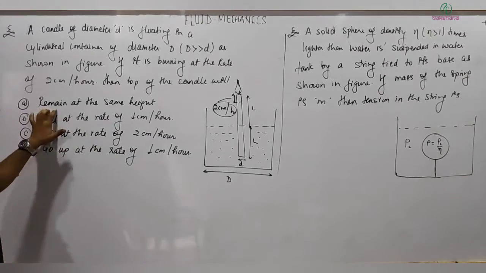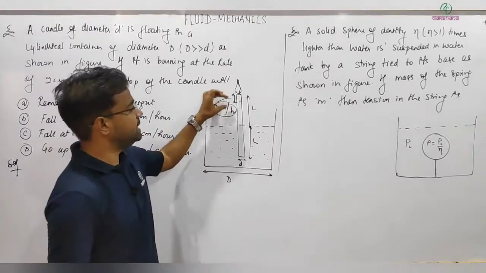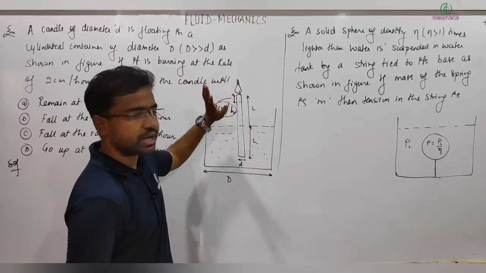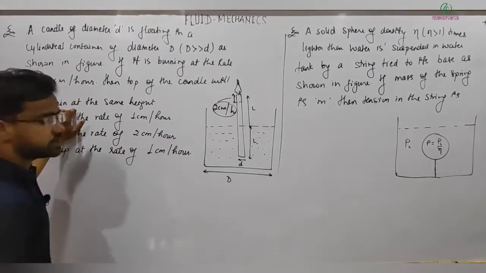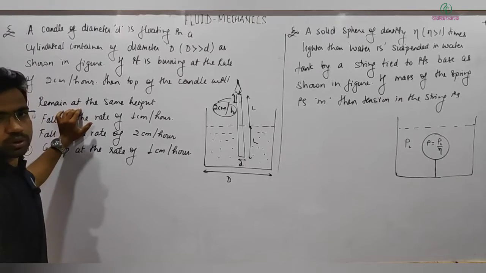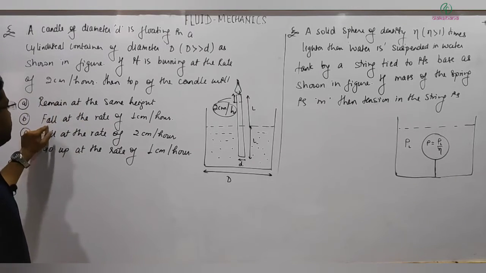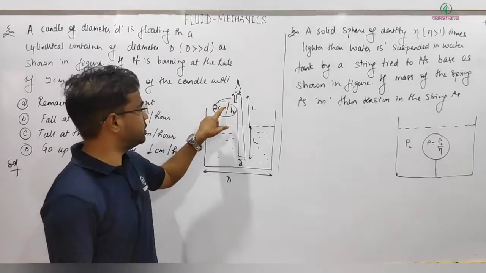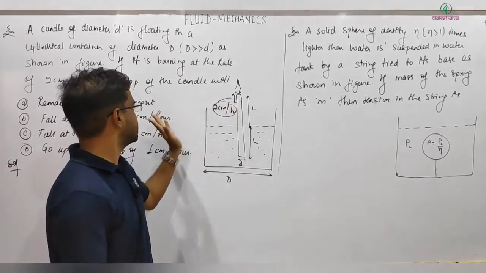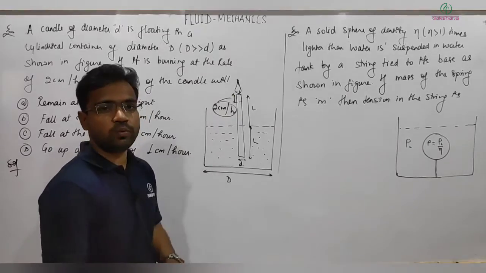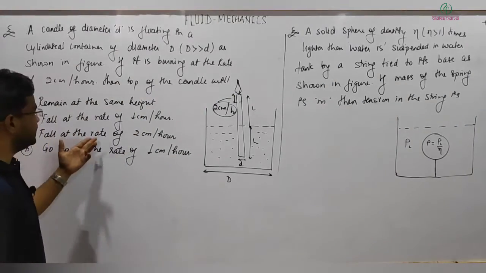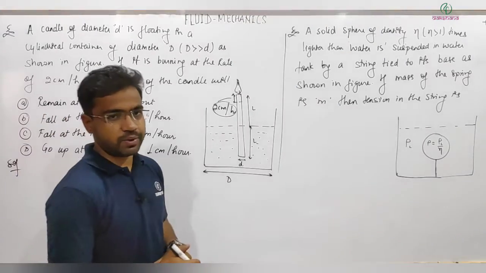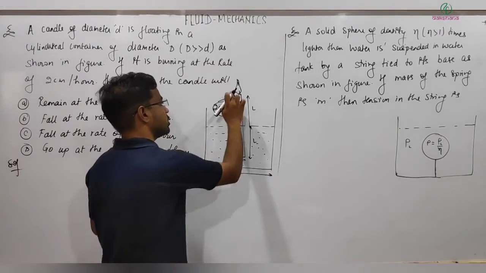So, different options. It will remain at the same height, meaning if it is burning, this will shift up by 2 cm and the top of the candle will remain at the same height, according to option 1. We don't know whether that is true or false. Fall at the rate of 1 cm: the candle is burning at 2 cm per hour, but option 2 says it's falling at 1 cm per hour. Fall at the rate of 2 cm per hour, and go up at the rate of 1 cm per hour. So these are the different options. Let's talk about it now.